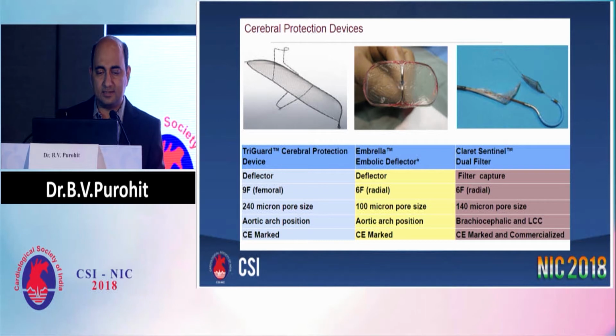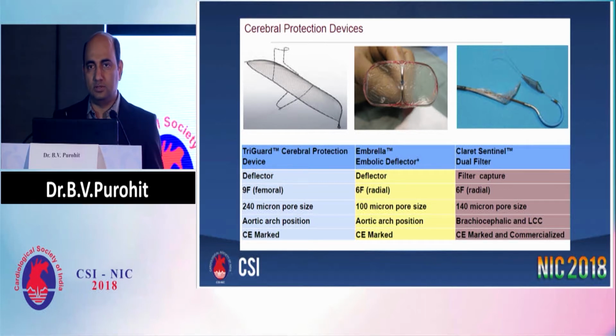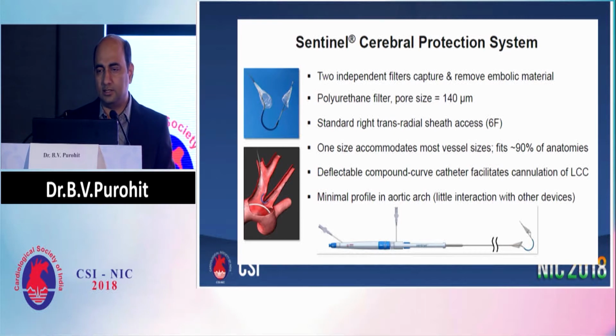We have 3 devices: TriGuard, Umbrella, and the Sentinel. Out of the 3, the Sentinel has already got US FDA approval. I think in June 2017 it got the approval. So a little bit on that. It's basically a filter device, because we are all used to filter devices. The other 2 are not filter devices, they are basically deflection devices.